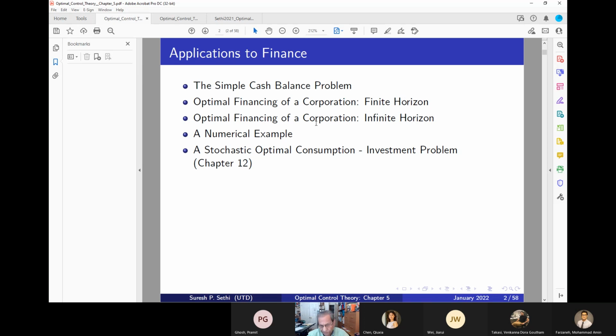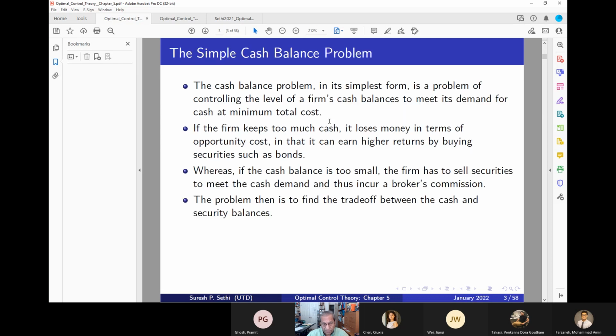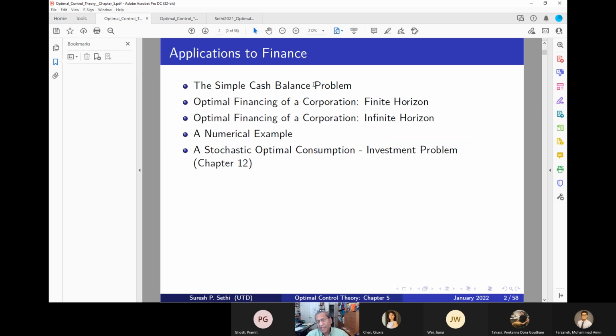I remember people who wrote their thesis on deterministic finance. One of them would be right here in this chapter that I mentioned. But these problems are here now to explain various aspects of the control theory. I do want to mention that the cash balance problem is kind of like an inventory problem. You know, cash is more like an inventory here, and it is more like an inventory problem.